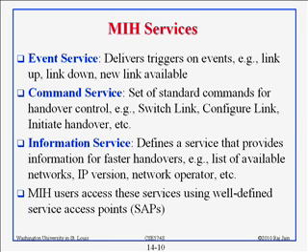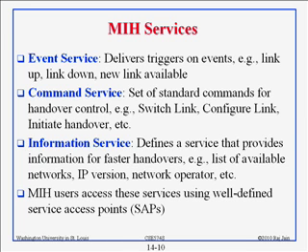So MIH has three services: event service, command service, and information service. Event is basically telling you the triggers. So it delivers the triggers and the events. When the link goes up, the link comes down, or a new link becomes available, those are the triggers. And so the MIH module will come up and say, okay, WiMAX is available now. And then either your computer by itself or by your manual intervention will say, okay, now let's connect to WiMAX, right? So that is the event service.